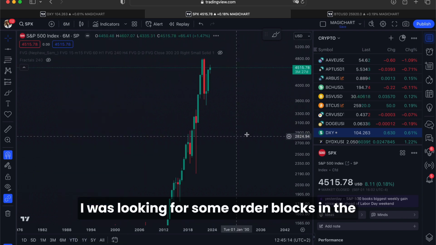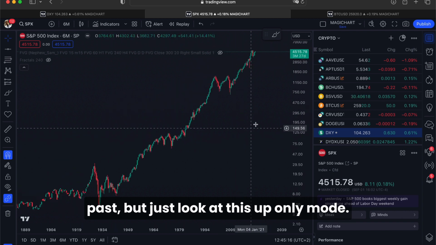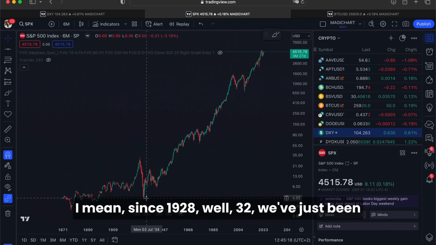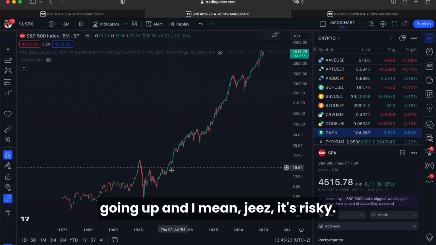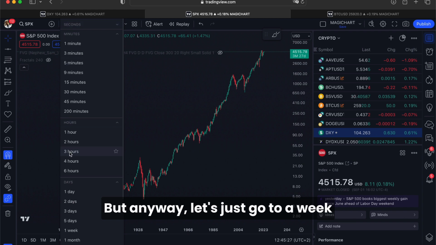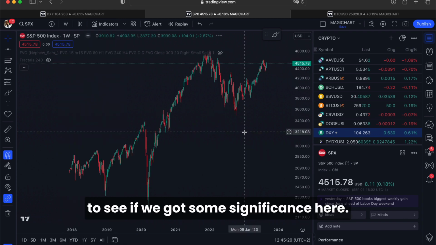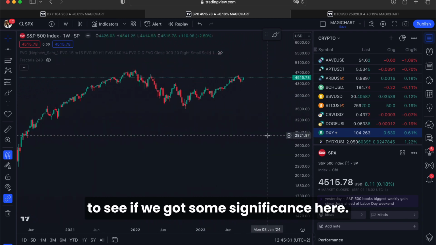I was looking for some order blocks in the past, but just look at this up-only mode. I mean, since 1932, we've just been going up. And I mean, geez, it's risky, but anyway. Let's just go to the weekly to see if we've got some significance here.